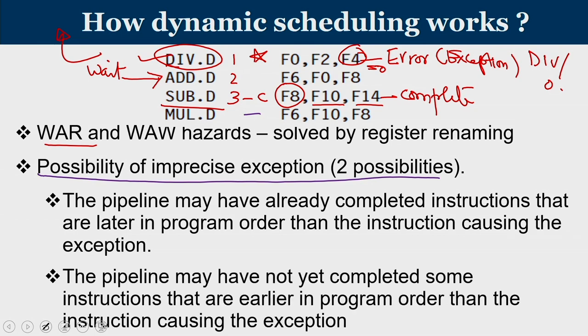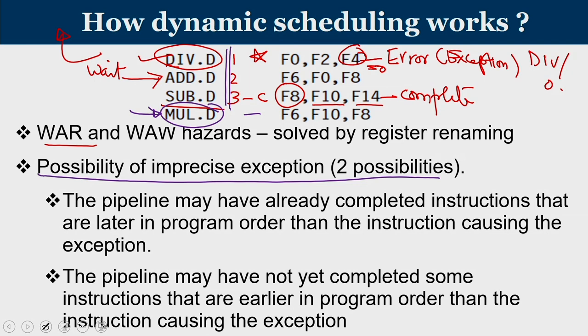The pipeline may not have yet completed some instructions that are earlier in the program order than the instruction causing the exception. Yet another form of exception is, imagine that your multiplication has encountered an exception. Can I handle that exception? Can I go for an exception service routine? No, you cannot go to an exception service routine on the multiplier until all instructions before this multiplication are over.